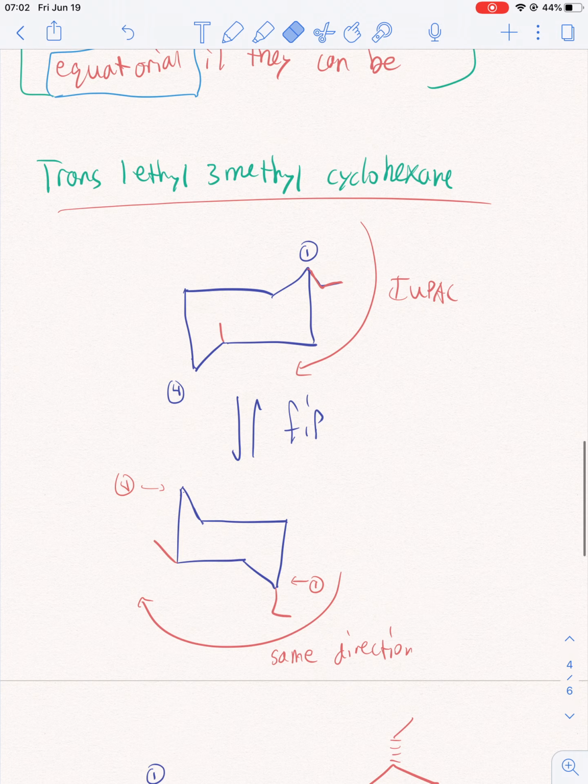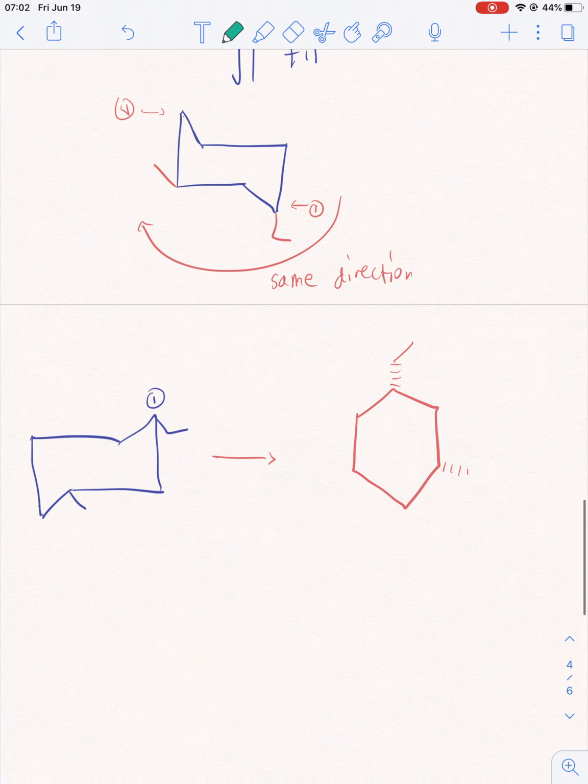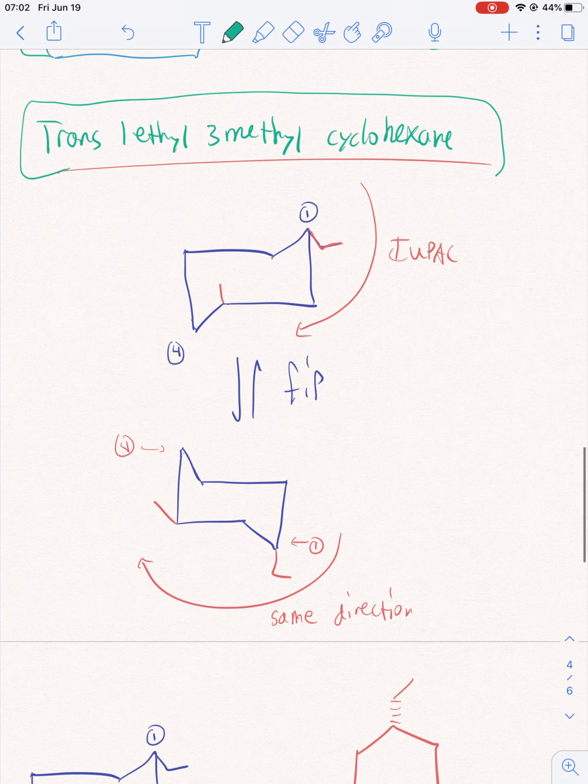Now, let's actually get into some problems. Okay, so I want to do this one. Trans 1-ethyl 3-methyl cyclohexane. We're going to turn it into a chair. We're going to flip the chair. Then we're going to turn that chair into a ring. The reason why we're turning the chair into a ring is because he could ask you a question about a chair, but it's in a ring. You have to be able to flip between the two. Okay, so let's do this.